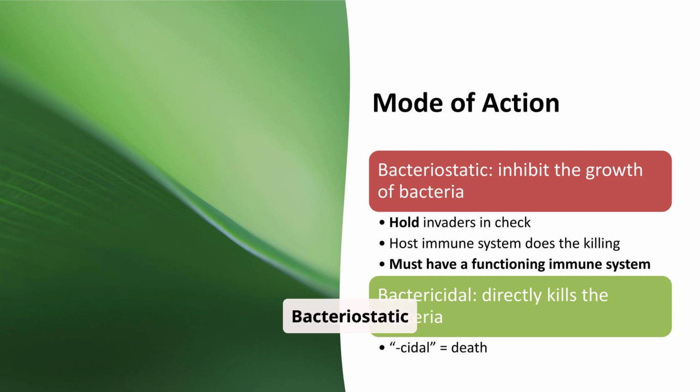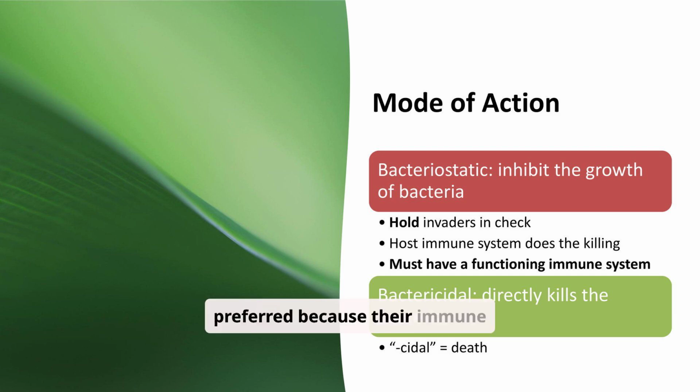Bacteriostatic: pause and wait, like tetracycline or sulfonamides. This distinction helps us decide which to use in different patients. For example, in immunocompromised patients, bactericidal agents are often preferred because their immune system can't finish the job.